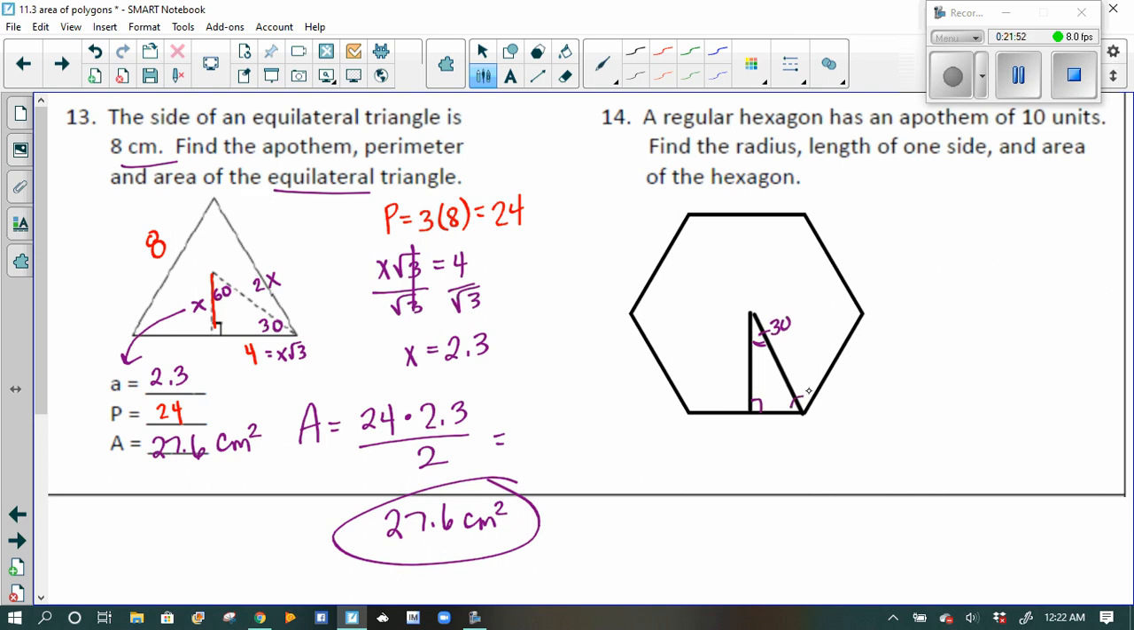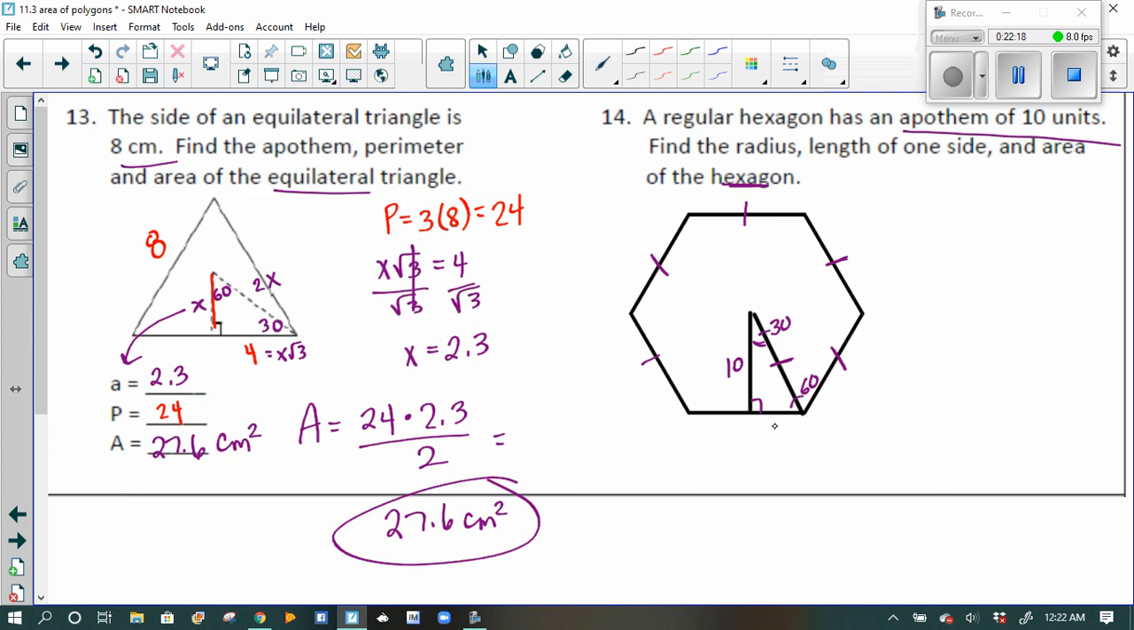And this angle here is always 60. So it's just backwards from an equilateral triangle. This one is 60, this is 30, and a hexagon is the other way around, okay? So now I know that the radius is the same as my sides. So all the sides and the radius are all the same. It says the apothem is 10, so this piece is 10.